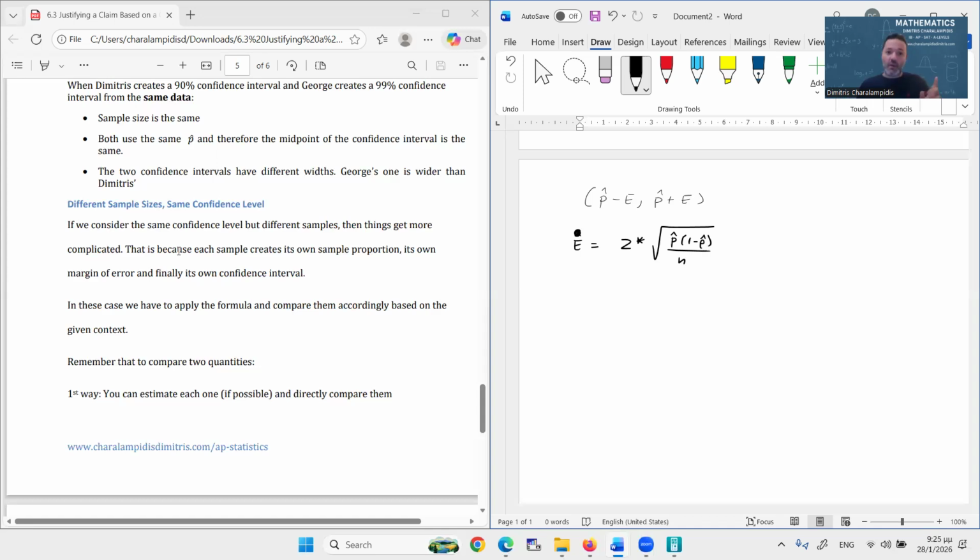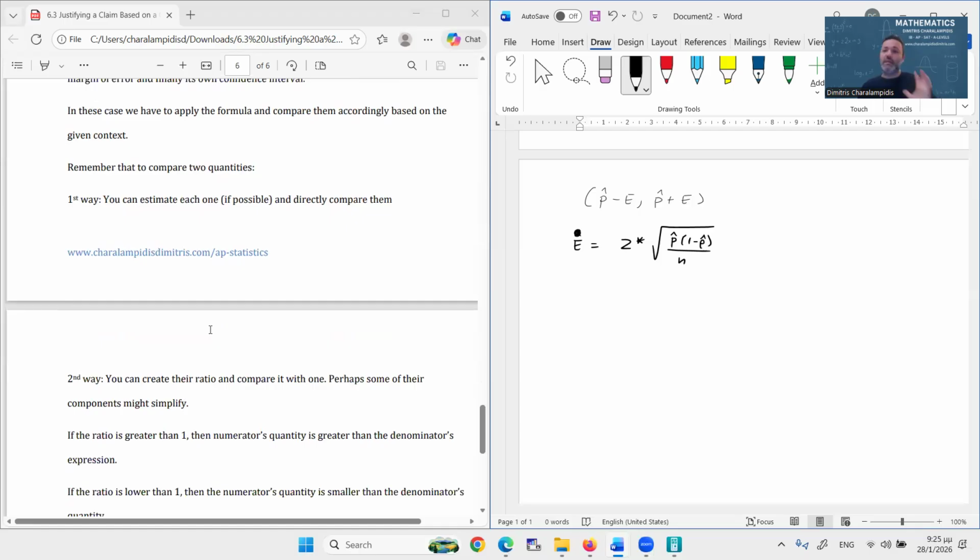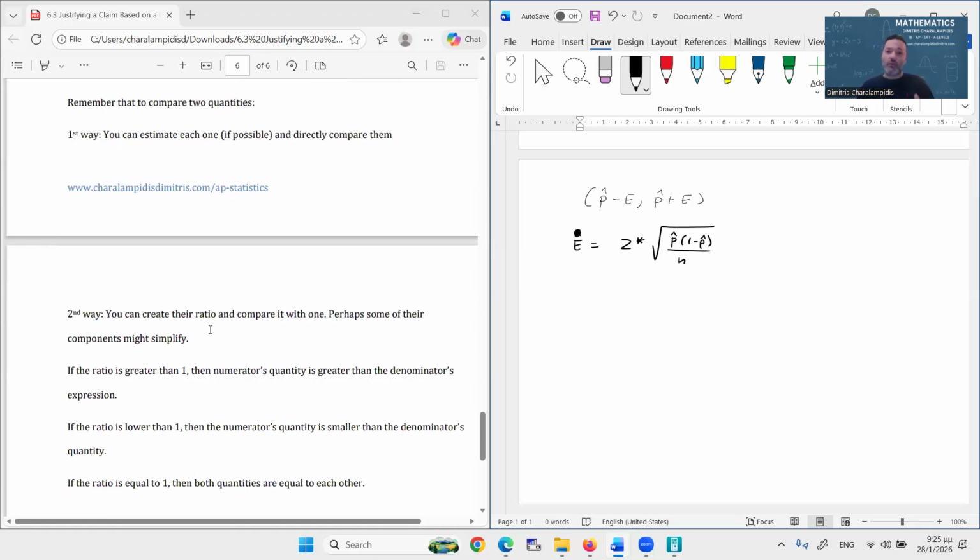But you should remember two things. How can we actually compare two quantities? The first way would be the direct one. Let's go separately, calculate each one of them, and then see which is bigger and which is smaller. That cannot always happen because we don't always have enough info, so we can always compare two quantities by creating their ratio. Instead of finding them, I'm going to find, let's call them A and B, the ratio of A over B, because if I'm lucky enough, some of its components will simplify one another.